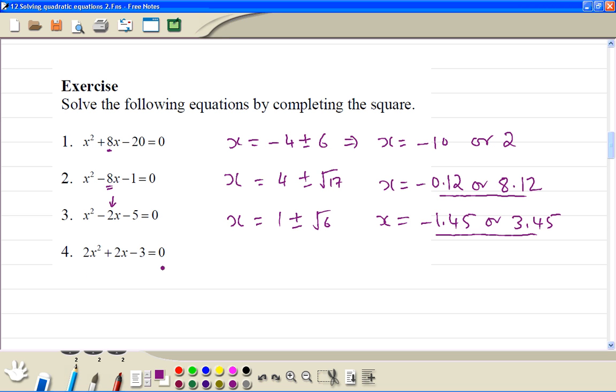Number 4, first you're going to divide everything by 2, then when we solve it, you get x to be equal to minus half plus or minus root 7 over 2. And in decimals, it's minus 1.82 or 0.82. So after you divided everything by 2, these two numbers add up to minus 1, and there's a number to match.